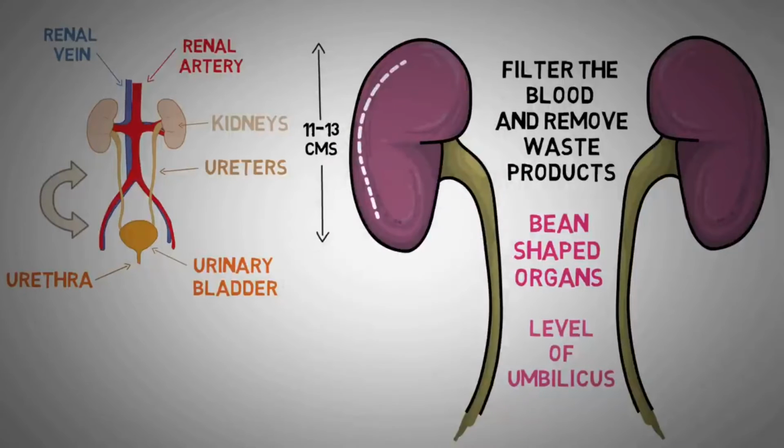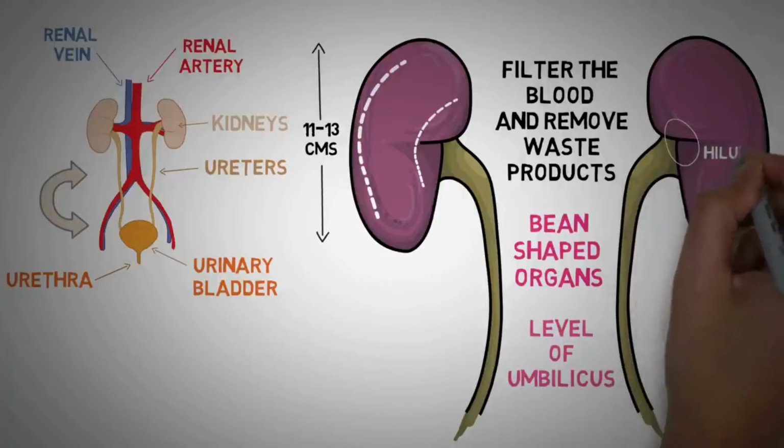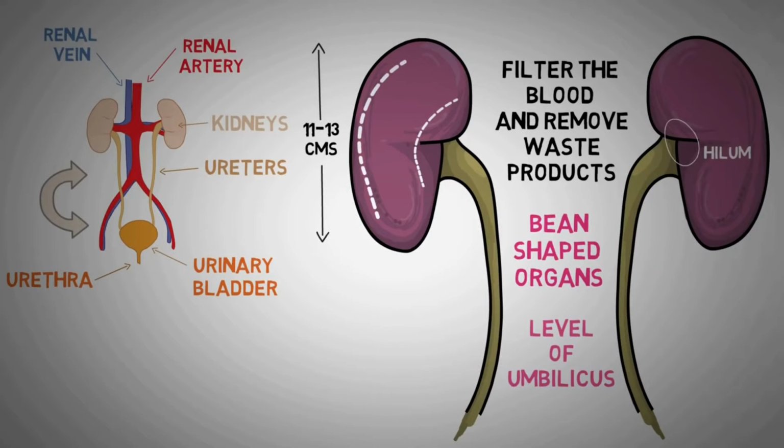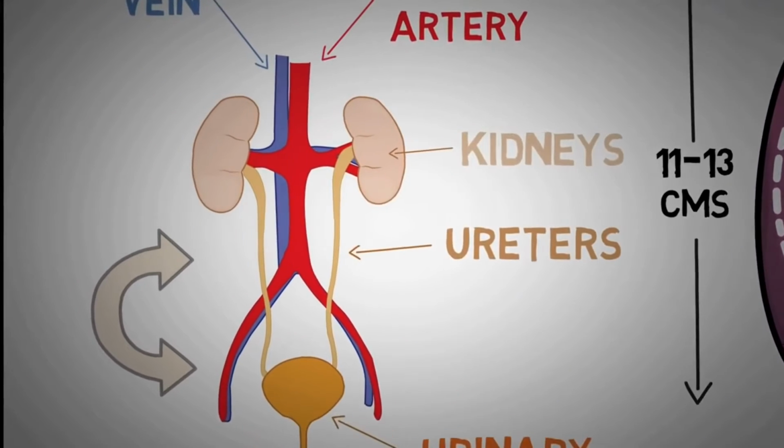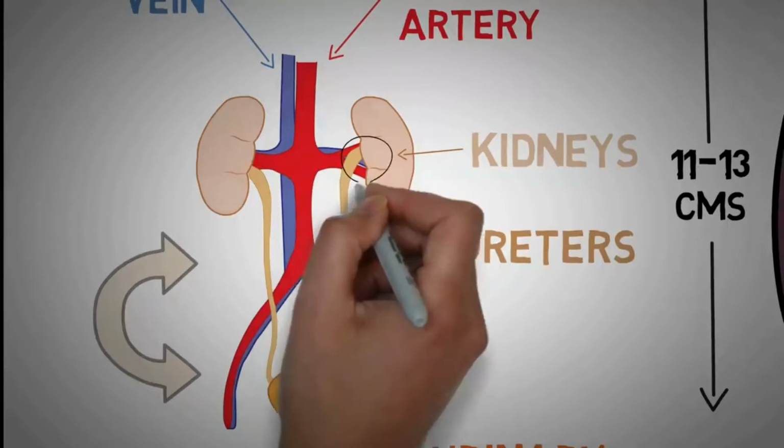Now each kidney has a convex and a concave border. The concave border of the kidney has this notch-like structure known as the hilum. This is the place where the blood vessels enter and leave the kidney.